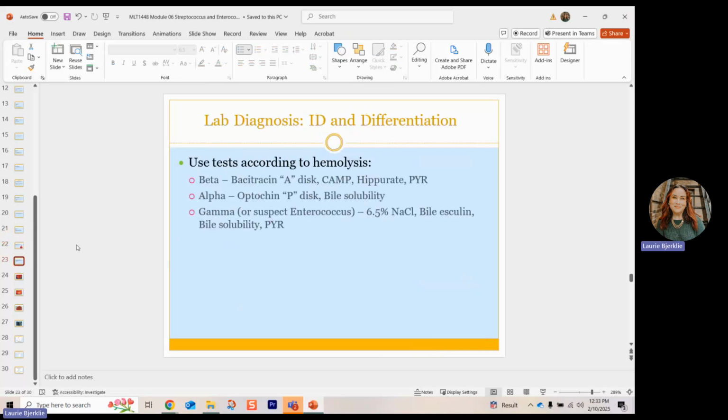Okay, so now I said, once you Gram stain and catalase test, and it's catalase negative, we pause. You always look at the hemolysis next, and your hemolysis determines what groups of testing you should run next. Beta hemolysis, we love to run a bacitracin, what we call the A-disc. CAMP test could be performed, hippurate, PYR. Alpha hemolysis, it could be an Optochin P-disc, bile solubility. Gamma, or anytime you suspect Enterococcus, could be 6.5% NaCl, bile esculin, PYR. So there's a couple of repeat tests in a couple of these. But again, this really guides our next set of testing in the flowchart system to help differentiate between what could be occurring.